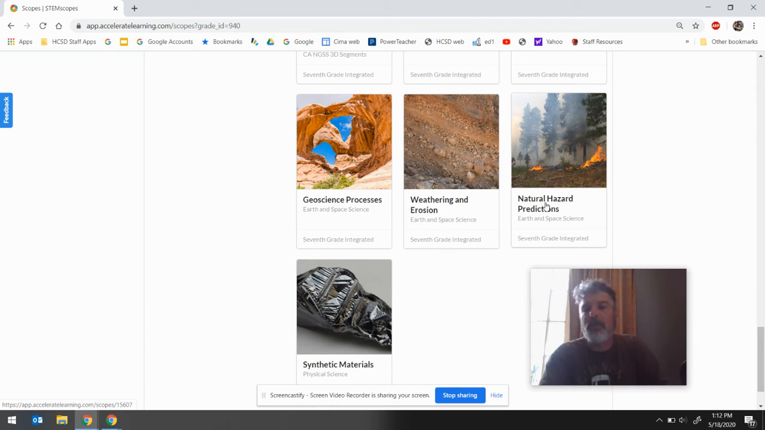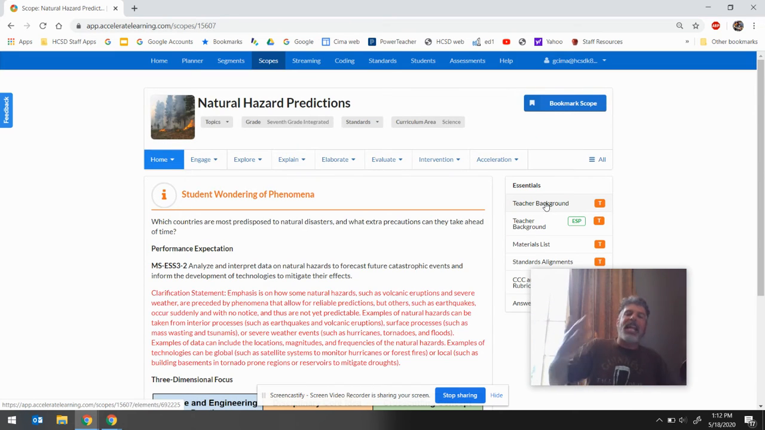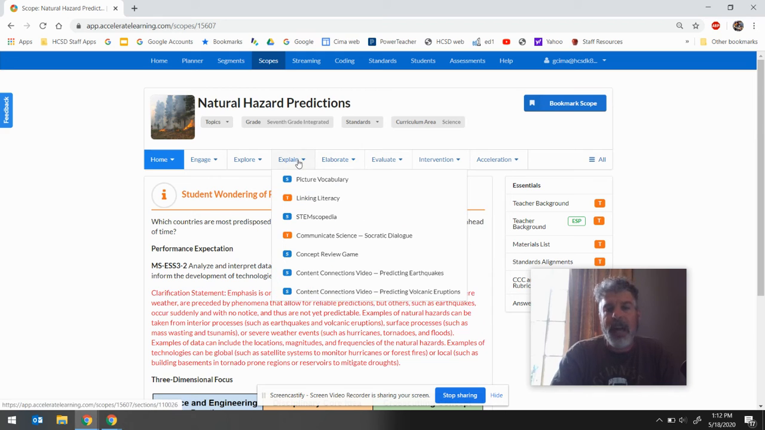So, this natural hazard prediction is where I'm getting all the information from, period. End of discussion. This is a STEMscope week. I hope you like it. I hope it works out. We're going to find out. So the STEMscopedia is what the linking literacy is based on. These two assignments go hand in hand. You read the book, you do the worksheets. That's kind of the idea, all right?